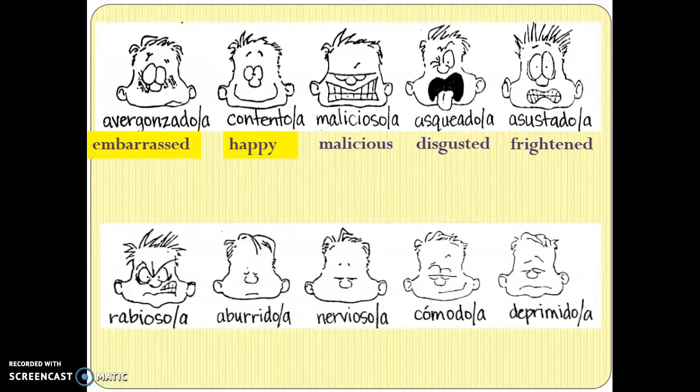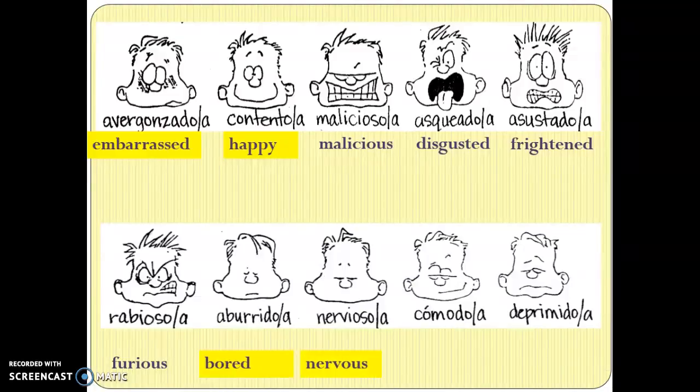The next row, rabioso, means rabid or furious. You don't need to know that one, but again, the word rabid means mad, and this is beyond mad. This means you're furious. Aburrido means bored, and it's not a cognate, but it looks like the word burrito. And if you ate burritos every day, you would be bored with your lunch.